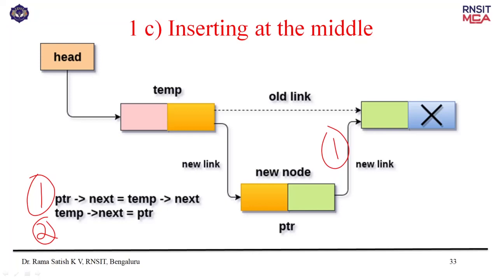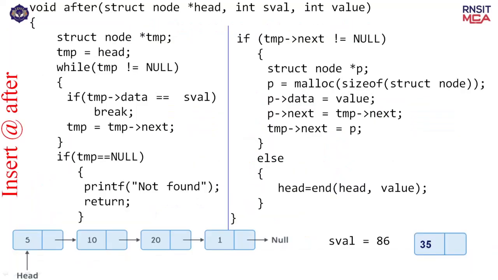You make it point to the this pointer. PTR is the this pointer. So this link, second link, automatically the old link gets disabled. So this is how you insert in between two nodes.